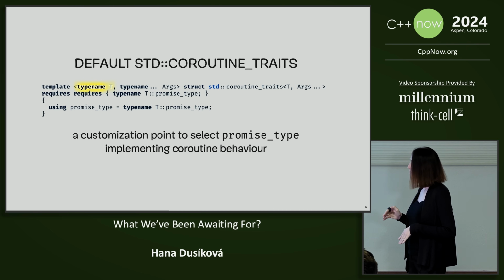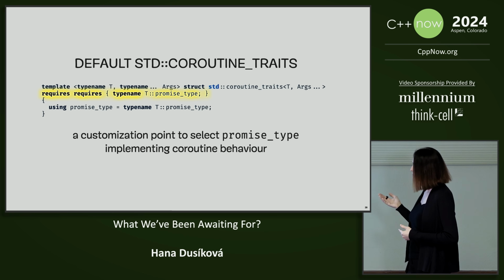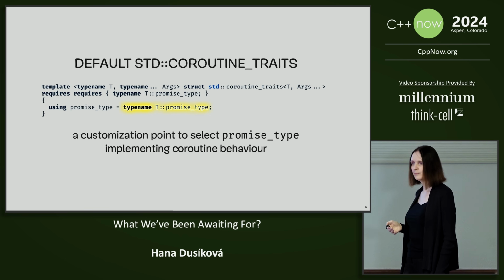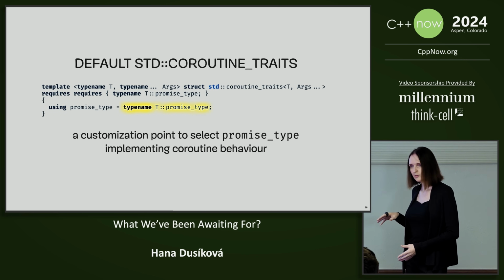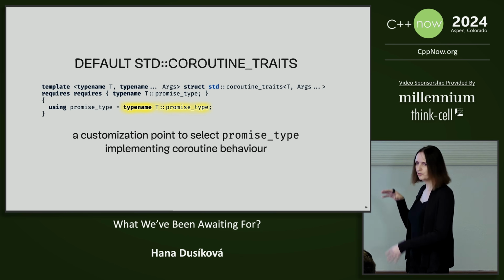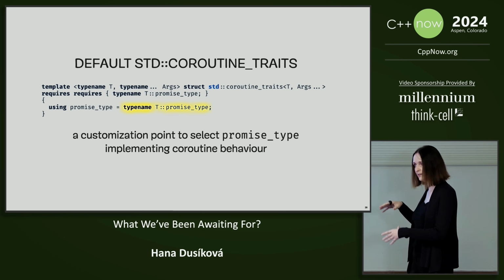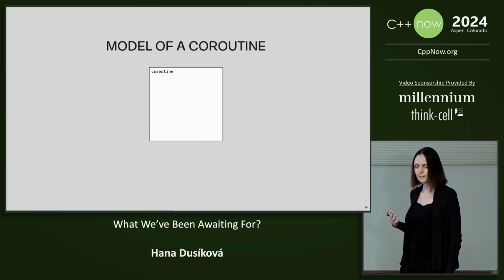So coroutine traits will take the return type as an argument. By default, it checks if there is a promise type inside of your type, and it provides the promise type to you. But you can implement your own promise type for your types. So you don't need to have the promise type inside of your type. It can be somewhere else. You can even create a promise type for someone else's type. And it can work.